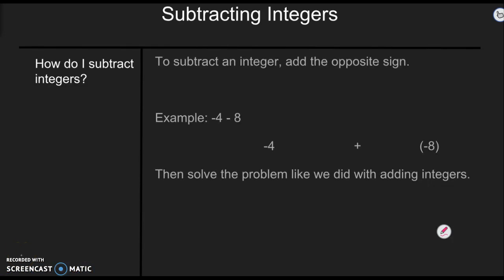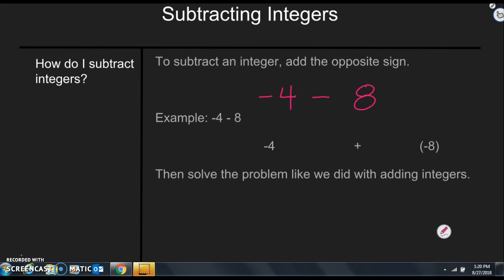How do we subtract integers? To subtract an integer, you're going to add the opposite sign. So as you can see with our example, we have negative 4 minus 8. With this problem, we keep the first number as it is. We change the subtraction sign to addition. And then we switch the sign of the second number. Since the second number is positive 8, the opposite is negative 8. Now our problem reads negative 4 plus negative 8.